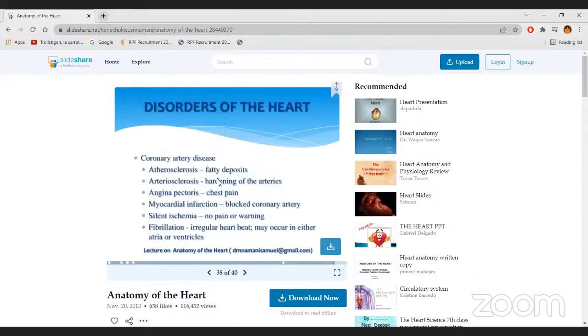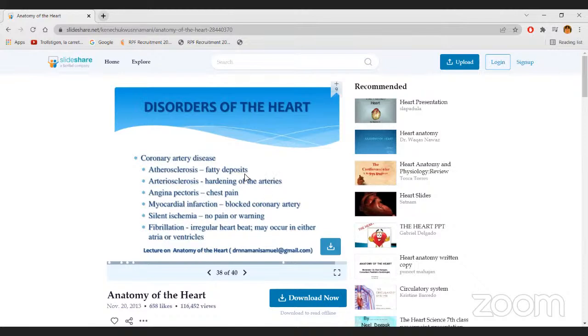The next one, disorders of the heart. Coronary heart disease: atherosclerosis, fatty deposits; arteriosclerosis, hardening of the arteries; and angina pectoris, chest pain. Then myocardial infarction, a blocked coronary artery. Silent ischemia, no pain or warning. Fibrillation, irregular heartbeat, may occur in either the atria or ventricles.